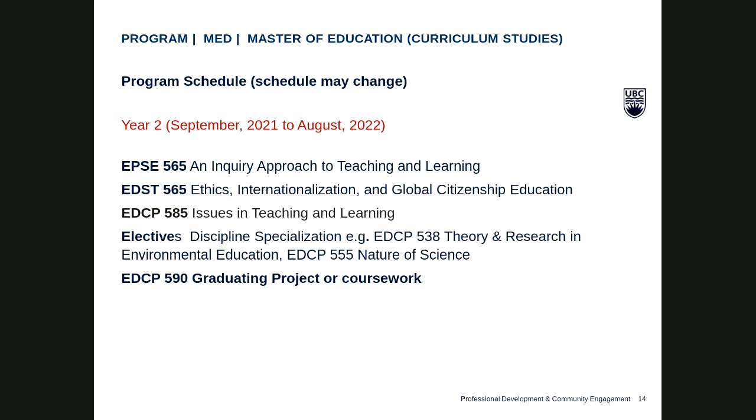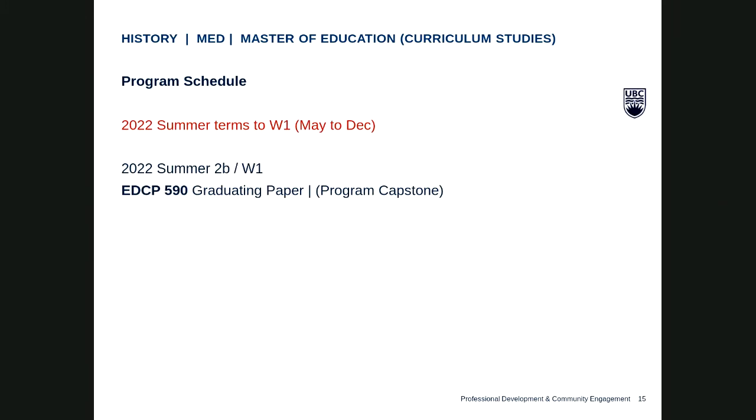All right, let's see. So there's our schedule, and the summer terms go May to December. Many teachers like the summer term. The summer term would be W1, which is where you would probably do your final piece, and then you have your graduating paper or your coursework. Remember, you have a choice now in those.